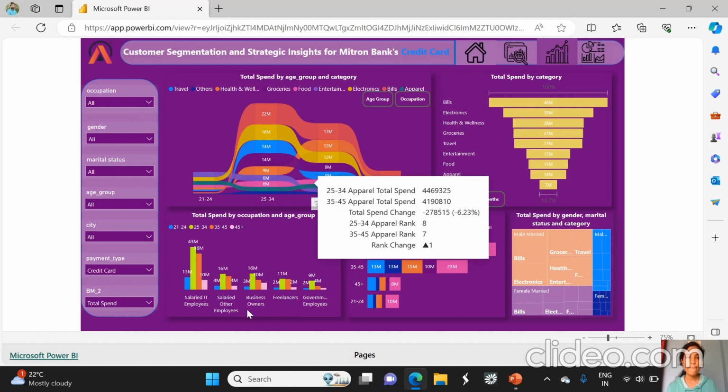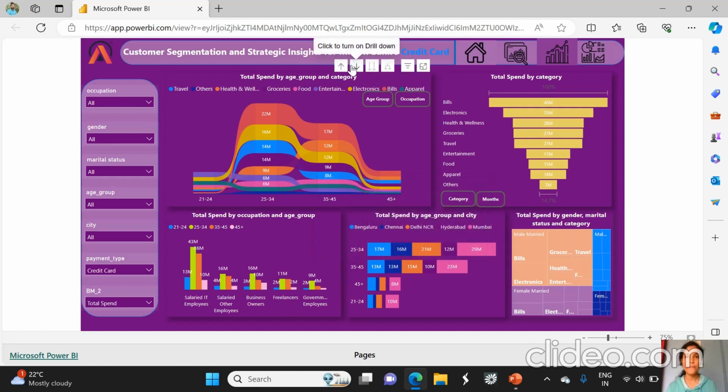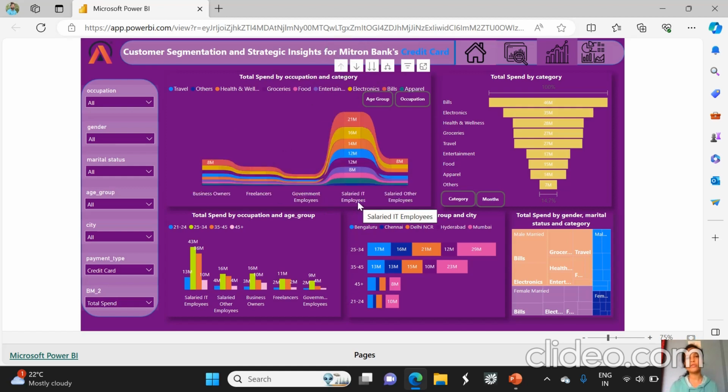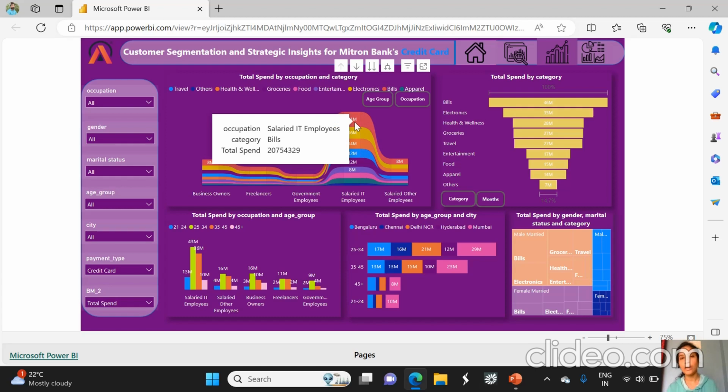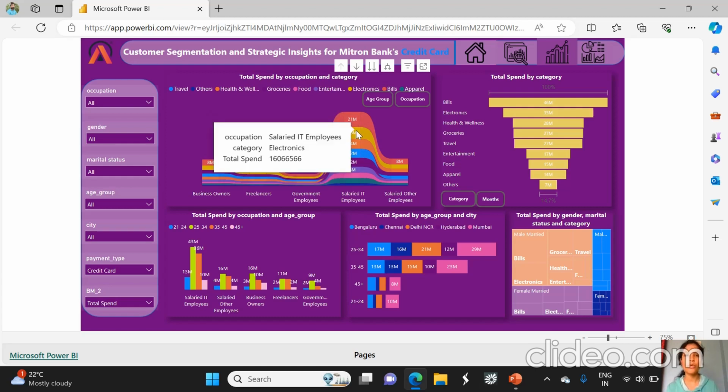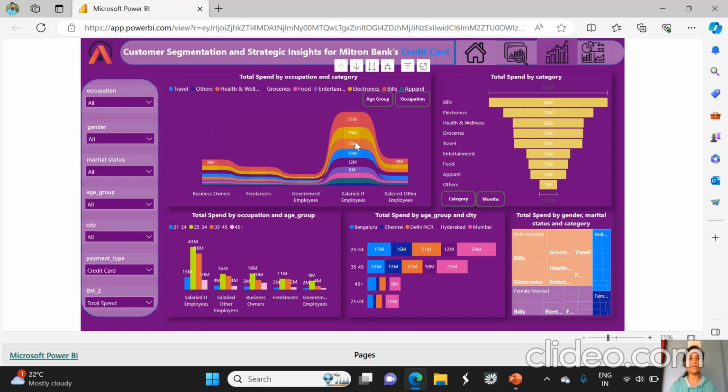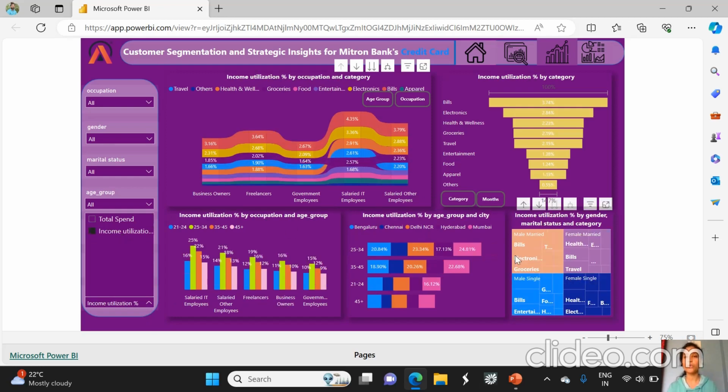Similarly, if I consider the occupation, salaried IT employees are spending more, and salaried other employees are spending less compared to IT. Business owner is next, freelancer is next, and government employees' spending is very low. Again the result is the same: spending is more on bills, electronics, health and wellness. These graphs give the same result as the income utilization percentage, the only difference being gender and marital status.